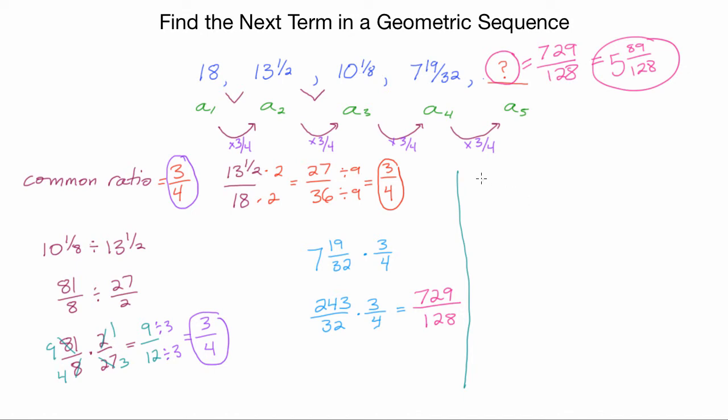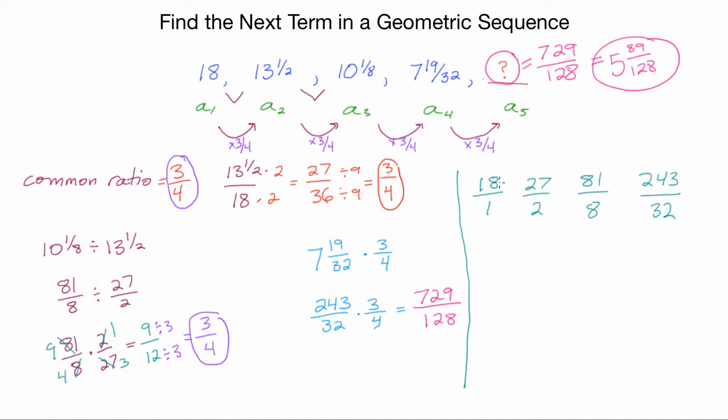So I'm going to write 18 as 18 over 1. I'm going to write 13 and a half as 27 over 2. I'm going to write 10 and an eighth, turn that into an improper fraction as well, so that's 81 over 8. 7 and 19/32, we already turned that one into an improper fraction, so that's 243 over 32. Now here you can sometimes see the pattern a little bit better.